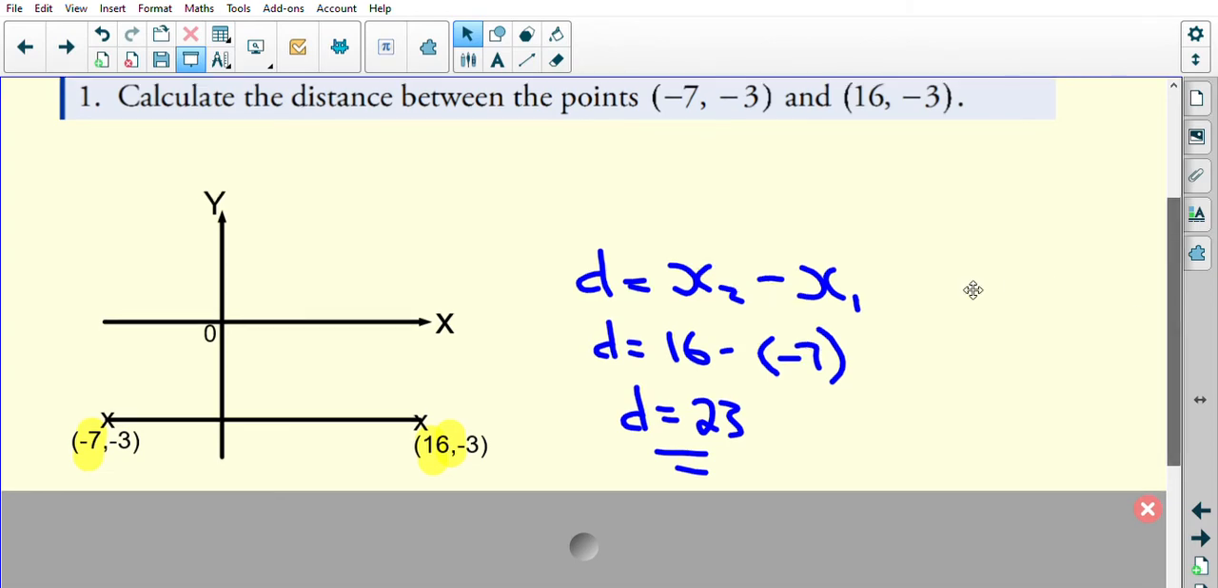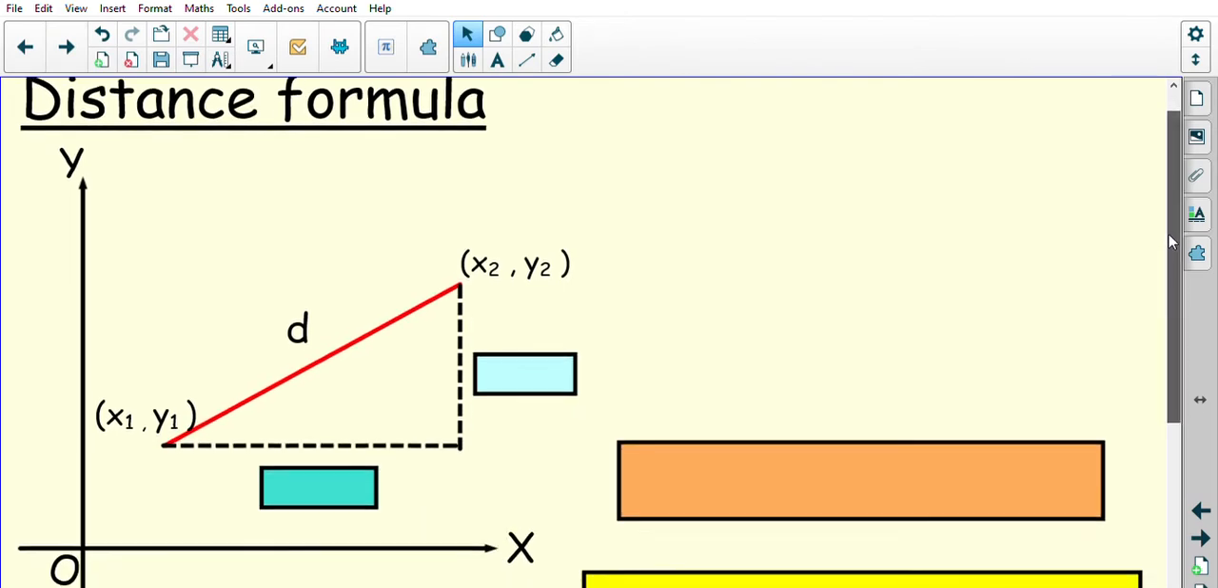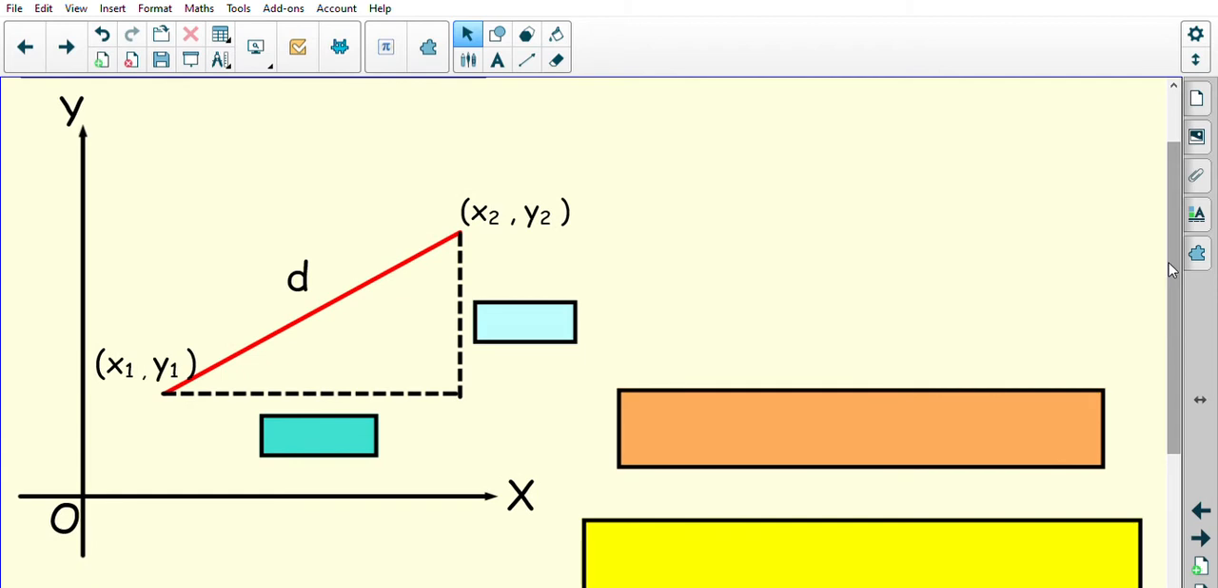Right, let's look at this. What happens if we are not in the case of horizontal or vertical? Well, we need Pythagoras to give us a hand here. We'll want to find the distance of this red line, starting off at this coordinate x1, y1 and ending up at the coordinate x2, y2.